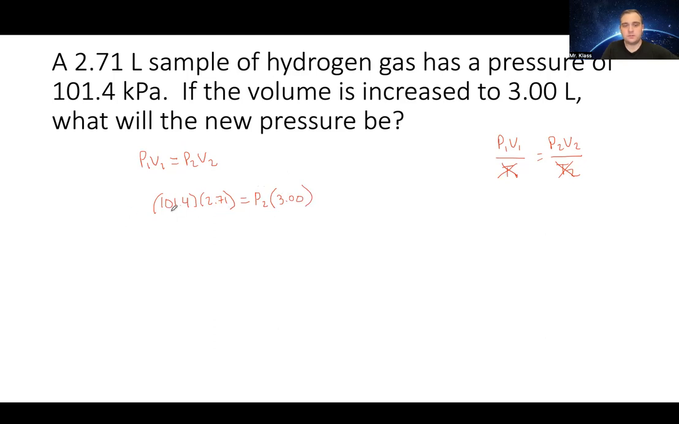If we solve this algebraically, multiply these two, divide by 3, and I did the math for you, we get P2 equal to 91.60 kilopascals. Now, if you weren't aware, kilopascals is the SI unit for pressure. And don't forget, liters is the SI unit for volume. So if you see liters or milliliters, that's indicating volume. If you see kilopascals, maybe atmospheres, maybe torrs or millimeters of mercury, then those are all measures of pressure. Anyhow, this is our answer. So the new pressure is 91.60 kilopascals.